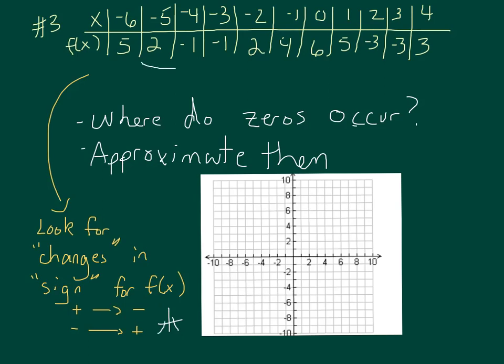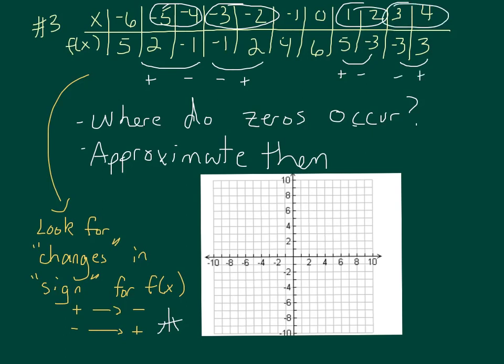So, boom, look right here. That's where it goes from positive to negative. That means somewhere between negative 5 and negative 4, there's a 0. Again, here to here, it goes from negative to positive. That means somewhere between negative 3 and negative 2, it crosses the x-axis. Here to here, positive to negative. That means somewhere between 1 and 2, there's a 0. Here to here, negative to positive. That means somewhere between here, there's a 0. So it looks like there are 4 zeros.